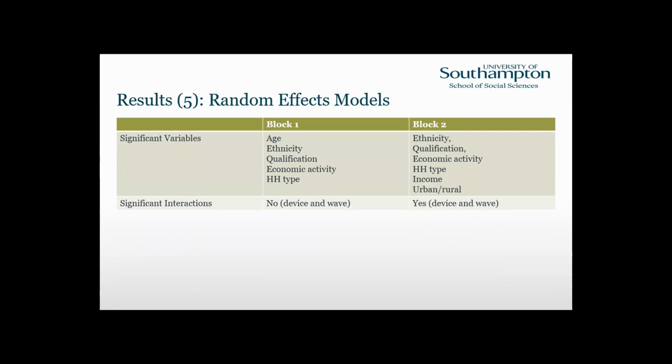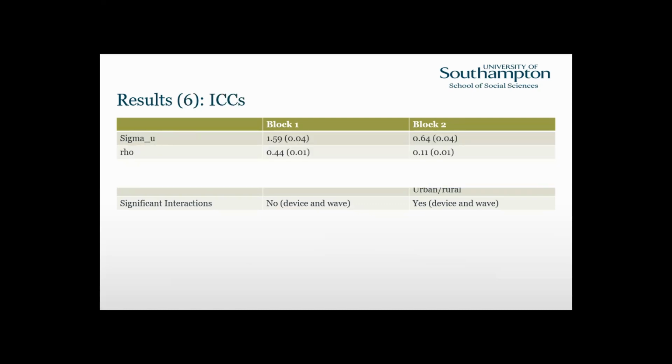Then we fitted random effects models. Results were very, very similar. In block one, no interaction. In block two, interaction. But our main focus here was on producing ICCs. The results suggest that in block one, after controlling for all explanatory variables, 44% of the remaining variance in propensity of having a high straight lining tendency is attributable to between individual variation, and this value is only 11% in block two.